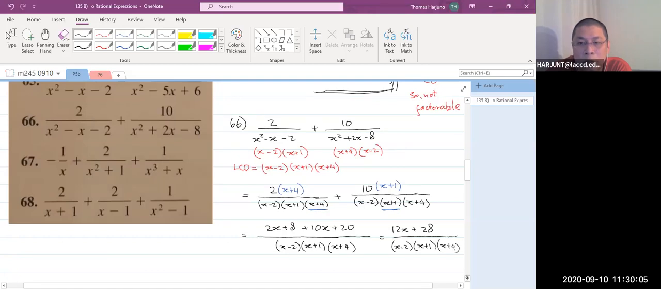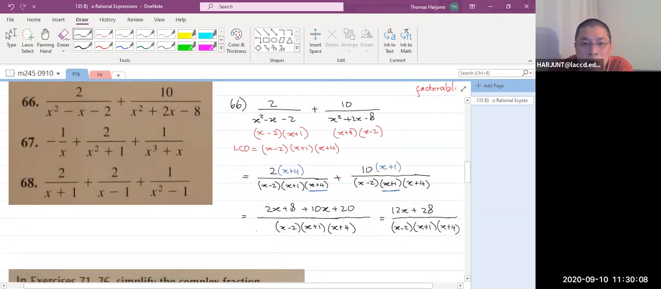Actually, the numerator is factorable. For the numerator, I have common factor 4. So that's 4 times 3x plus 7 over x minus 2, x plus 1, x plus 4.